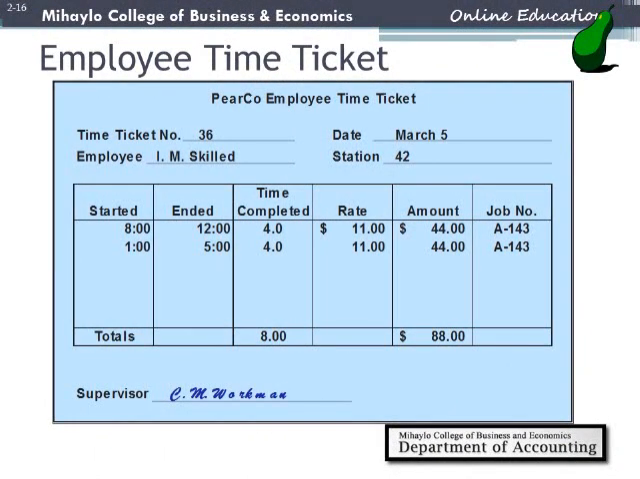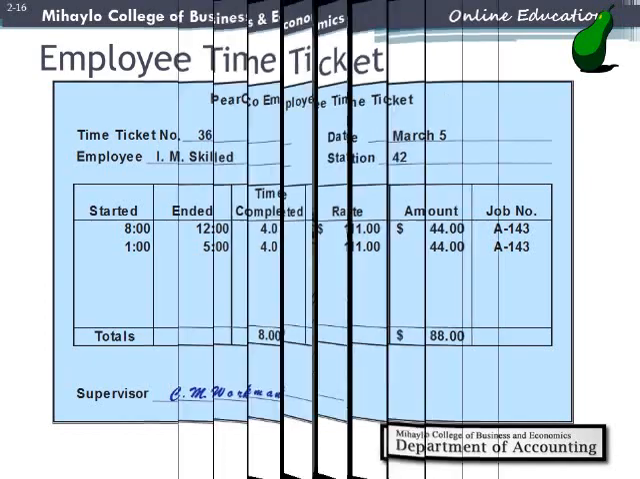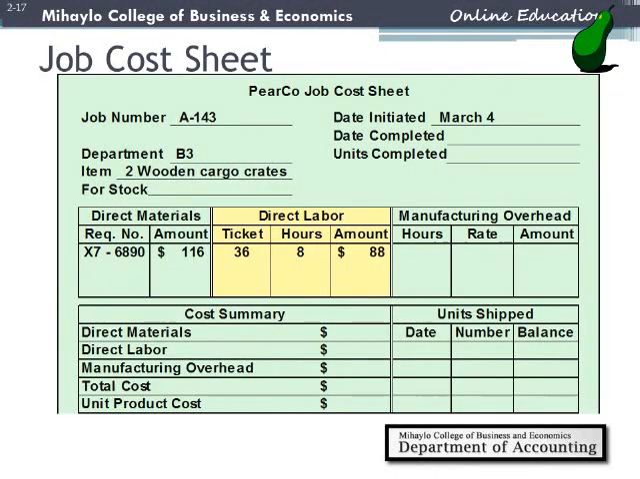Workers use time tickets to record the amount of time that they spent on each job and the total cost assigned to each job. We can see that on March 5th, I Am Skilled worked for 8 hours on job A143. The hourly pay rate is $11, so $88 of direct labor will be charged to our job, A143. Notice that the supervisor approves the accuracy of the time ticket. The accounting department records the labor costs from the time tickets, for example, $88, onto the job cost sheet.